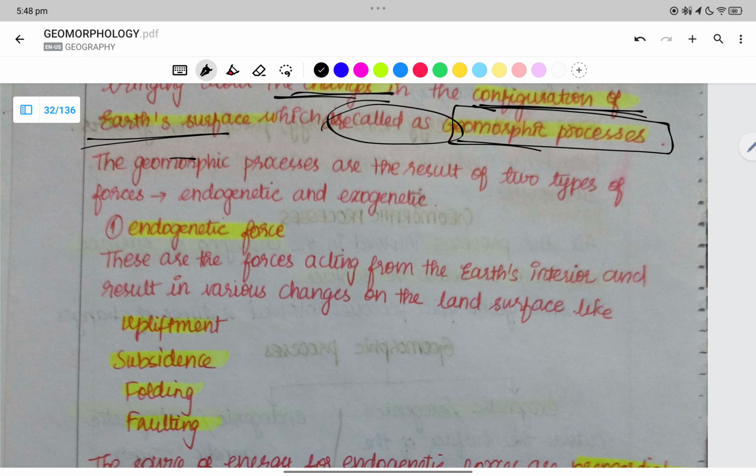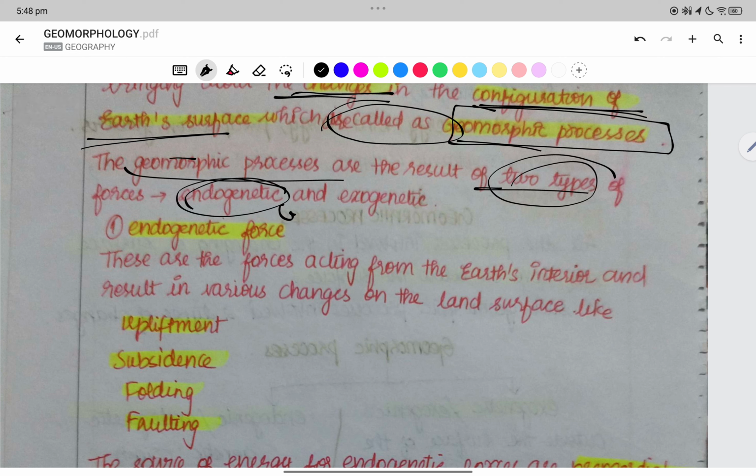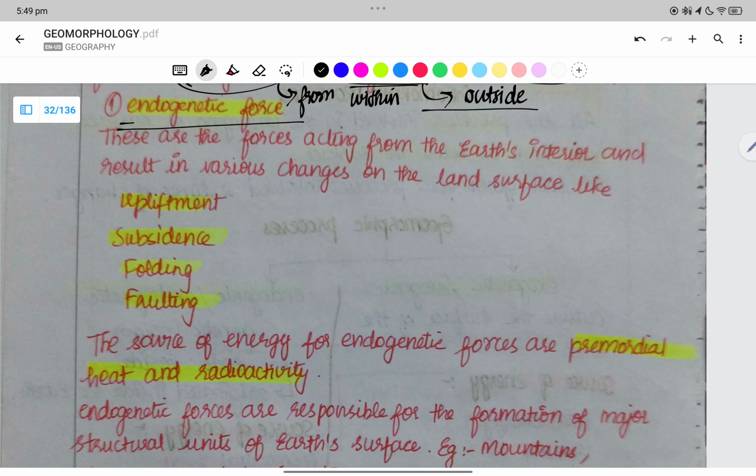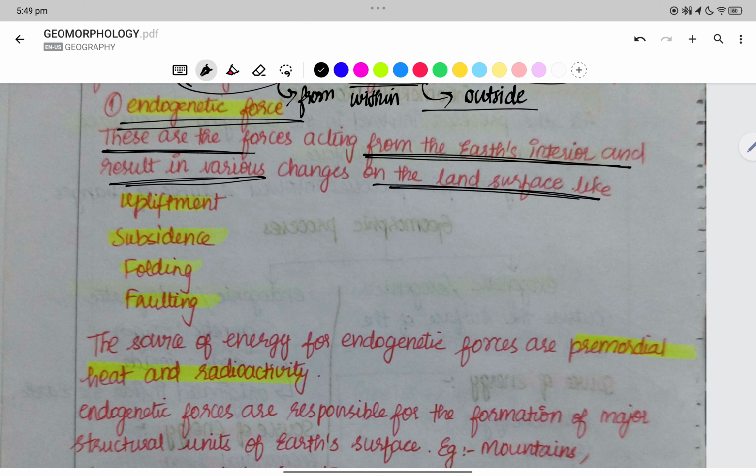The geomorphic processes are a result of two types of forces. Endogenetic forces are acting from within, and exogenetic forces are acting outside the earth's surface. So endogenetic and exogenetic forces. Now we have the endogenetic forces. These are the forces which are acting from the earth's interior and result in various changes on the land surface.